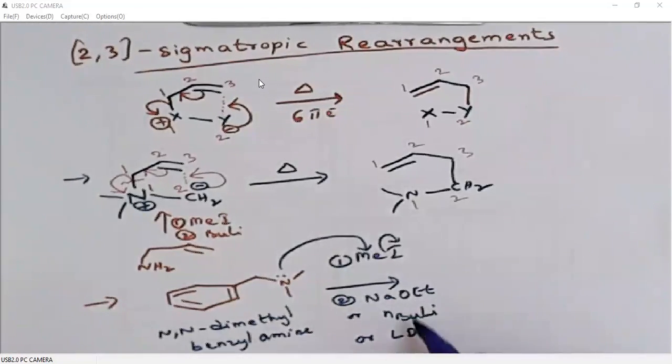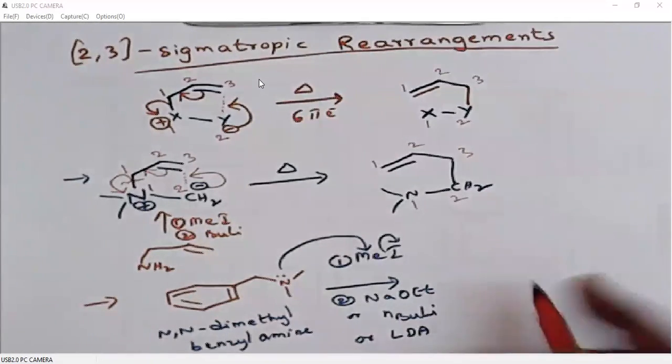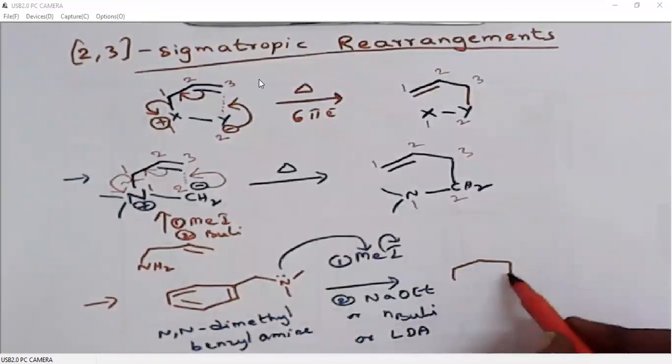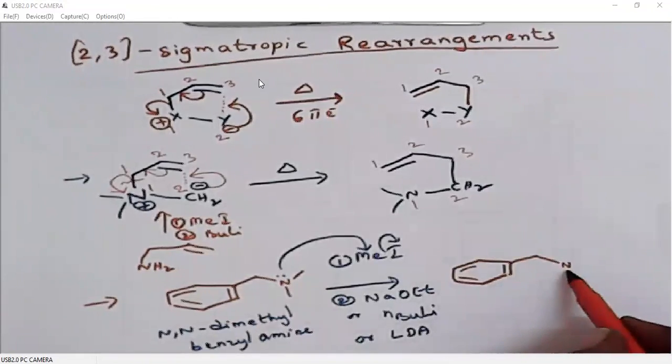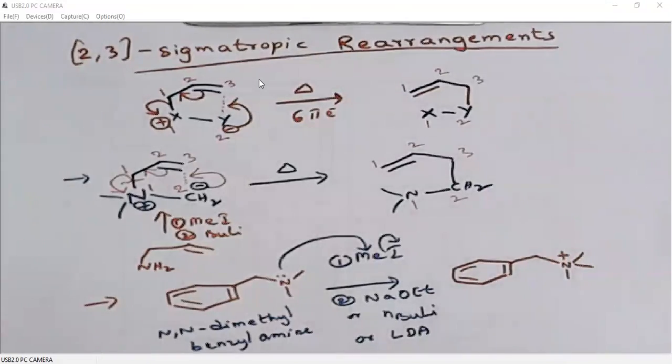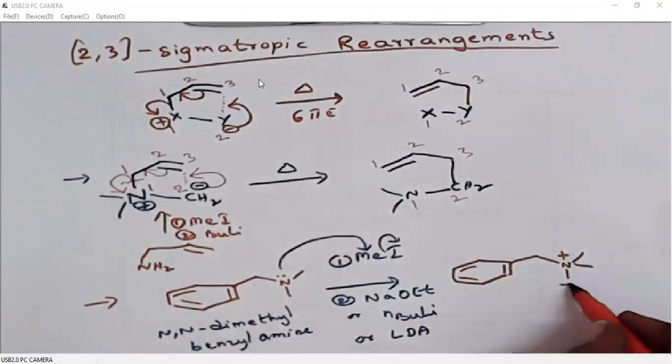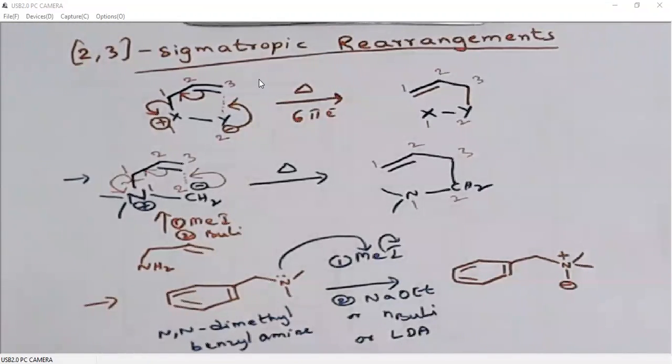So we can use any of the strong bases. Then what will it generate? It will generate the ylide. So when we treat this compound with methyl iodide, in the first instance, it undergoes methylation. Then when we treat it with a strong base, it generates a negative charge.